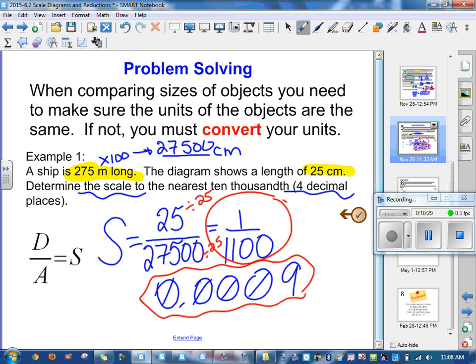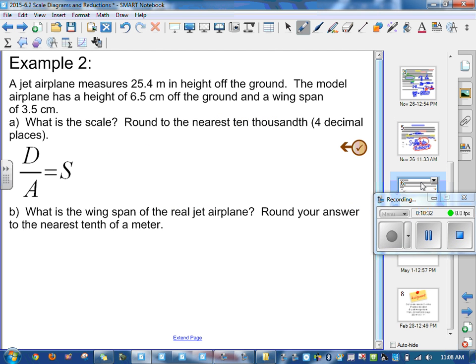We've got a jet airplane now. It's telling us that it measures 25.4 meters off the ground. Is that my diagram or is that my real life? That's your real life. So this is my A value. But what do you notice about the A value? It's in meters. So always check your A values. They can't be in meters. What do I have to do to them? Change them to centimeters. How do I do that? Times by 100. Good. So I'm going to times that by 100 first thing before I even start the question. So I get 2540. That's what you should end up with. Everybody give that a try.